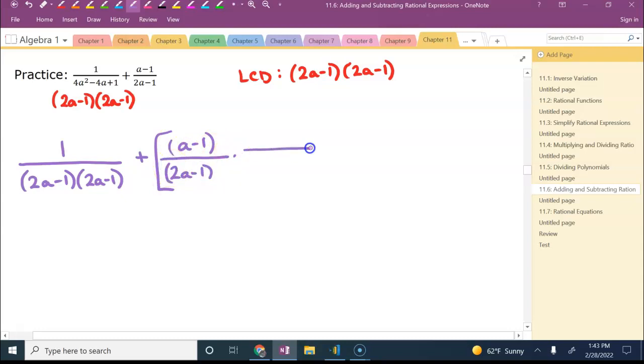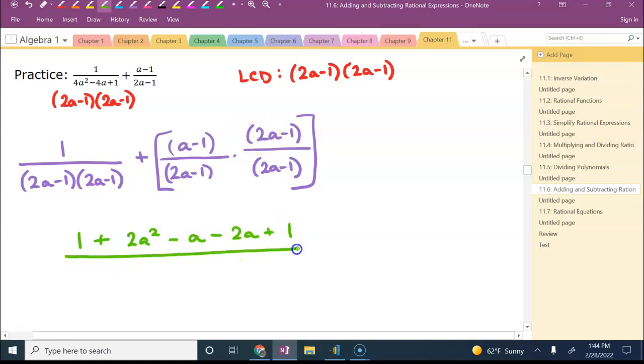And I'm putting parentheses here so that I just remember to distribute on the top, which really what you could do on the top is use that shortcut, that FOIL method that we've talked about in the past. So I didn't do anything to the first fraction, so I've got this 1 plus, if you use your distributive property here to multiply these two together, you're going to have a 2a squared minus a minus 2a plus 1 all over that 2a minus 1, 2a minus 1.